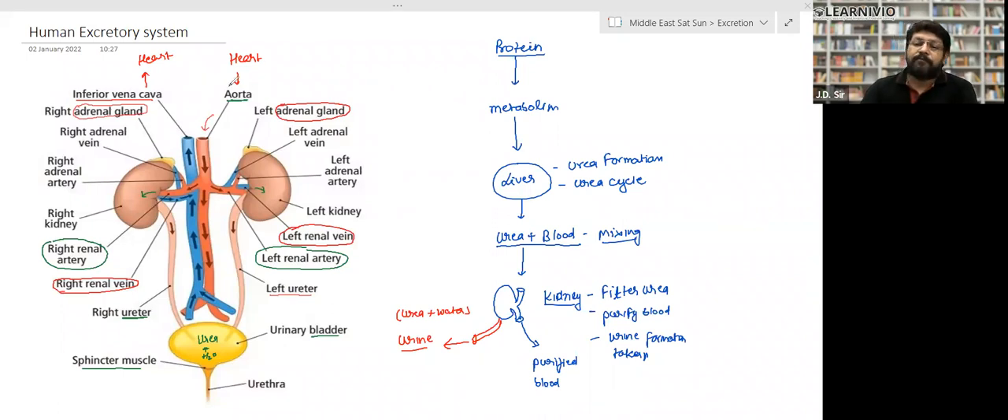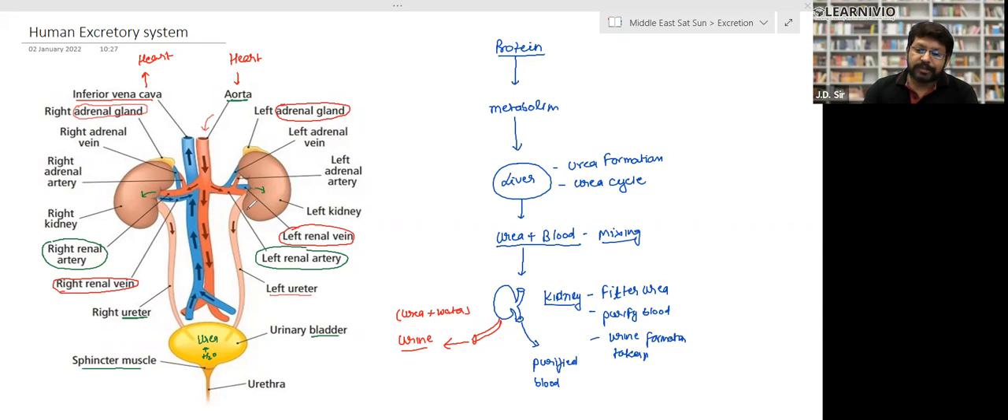Urea mixed blood comes from the heart with the help of the aorta, and after the filtration of urea, it goes to the heart with the help of the inferior vena cava. Then what did the kidney do? The kidney takes some amount of water from the blood, and it takes urea. So urea plus water get collected, and this is called urine.